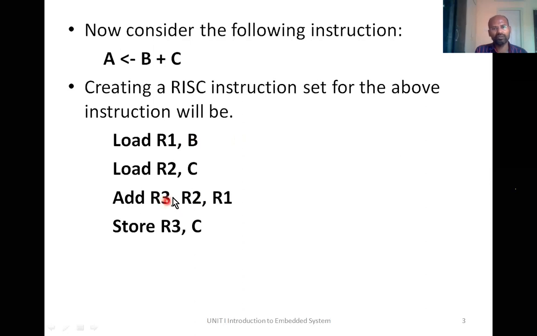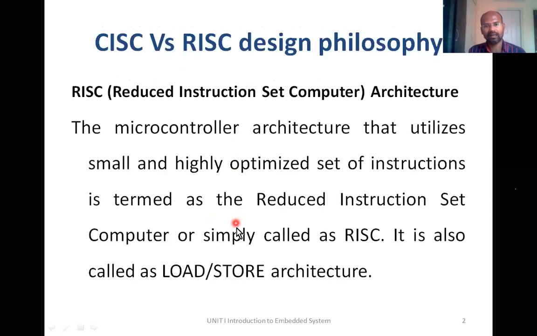Now what we want to do is store the result, which is the addition of B and C, back to A. So store R3. R3 has the result. We store that to A, or C, or whatever, right? So for this reason, this RISC architecture is called load store architecture. Load store means there are two instructions by using which we can access the memory contents. No other instruction other than these two can do it.